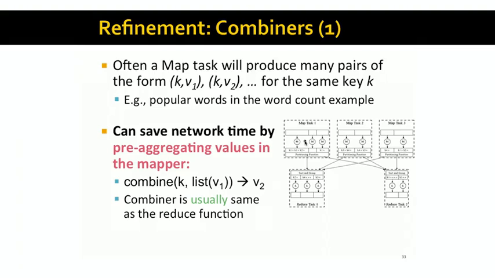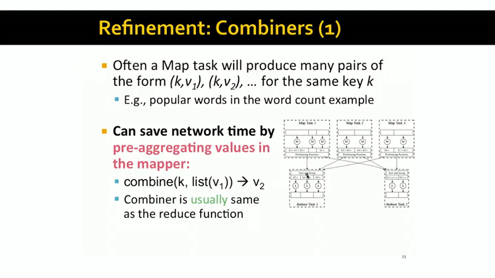Imagine that on node 1, map task 1 is probably going to see a few thousand occurrences of the word "the," and map task 2 is going to see a few thousand occurrences of the word "the," and so on. And so the output of map task 1 will have, let's say, 1,000 tuples with the key "the" and the value 1. All these tuples will have to be shipped over to, let's say, reduce task 1.